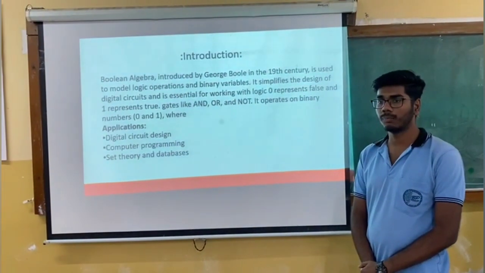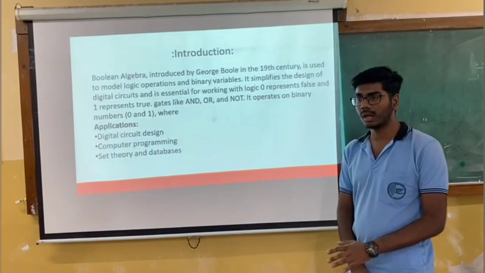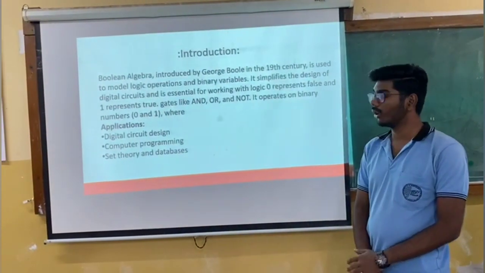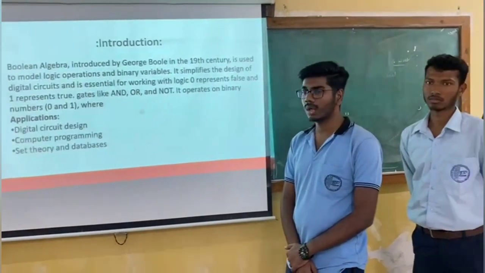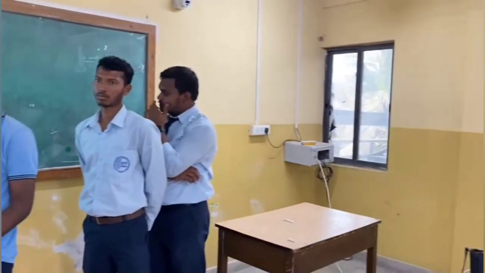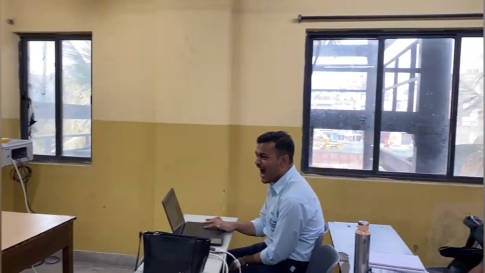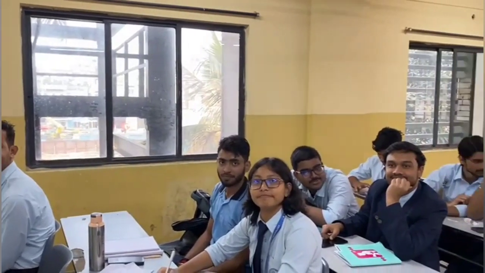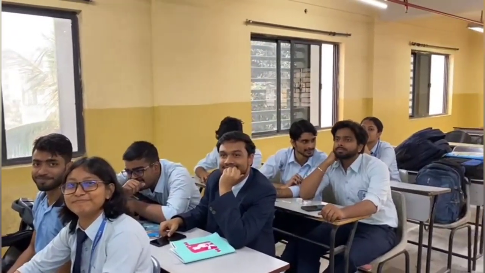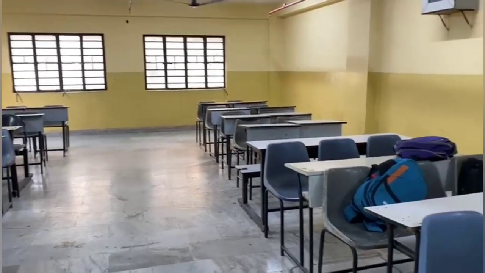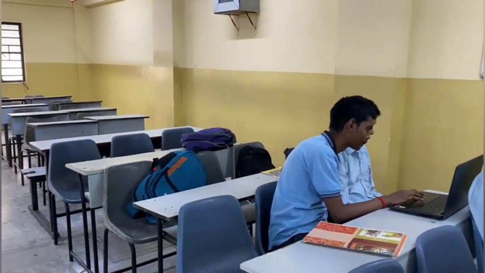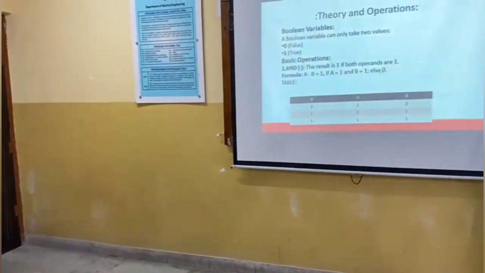This is a model of logic operation. There are some gates like AND, OR, NOT gate, and many more, and this works with two binary digits, 0 and 1. There are applications in digital circuit designing, computer programming, set theory and data systems. Then the first part is theory. Boolean algebra is basically two-digit numbers, 0 and 1.